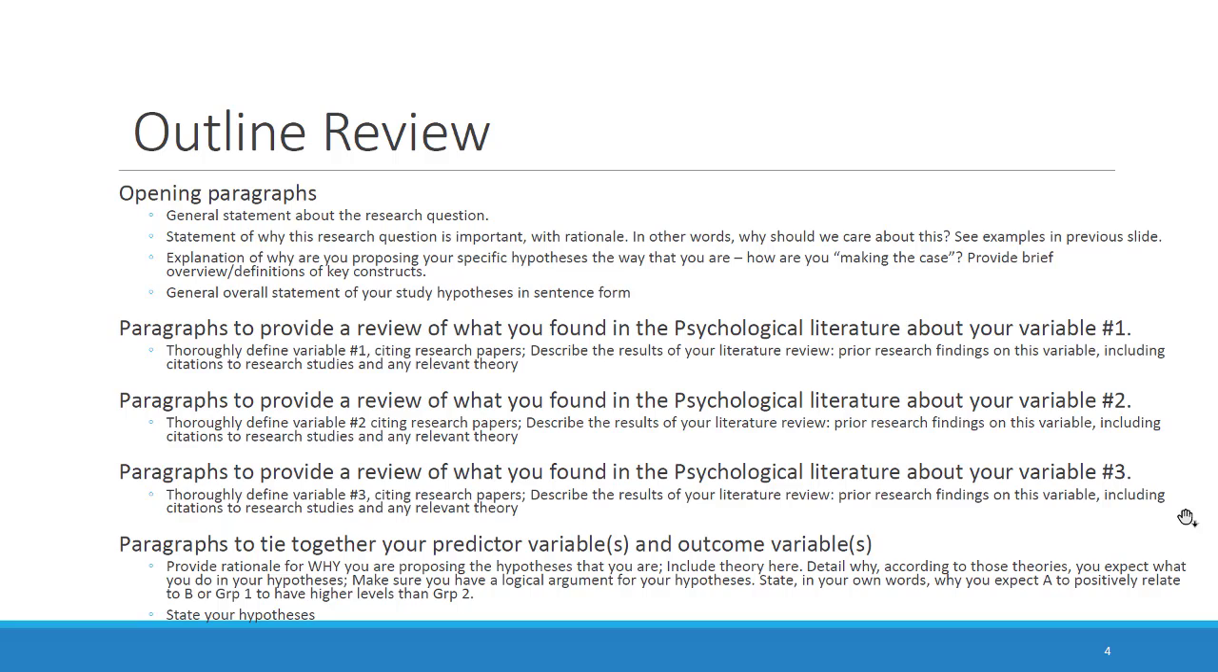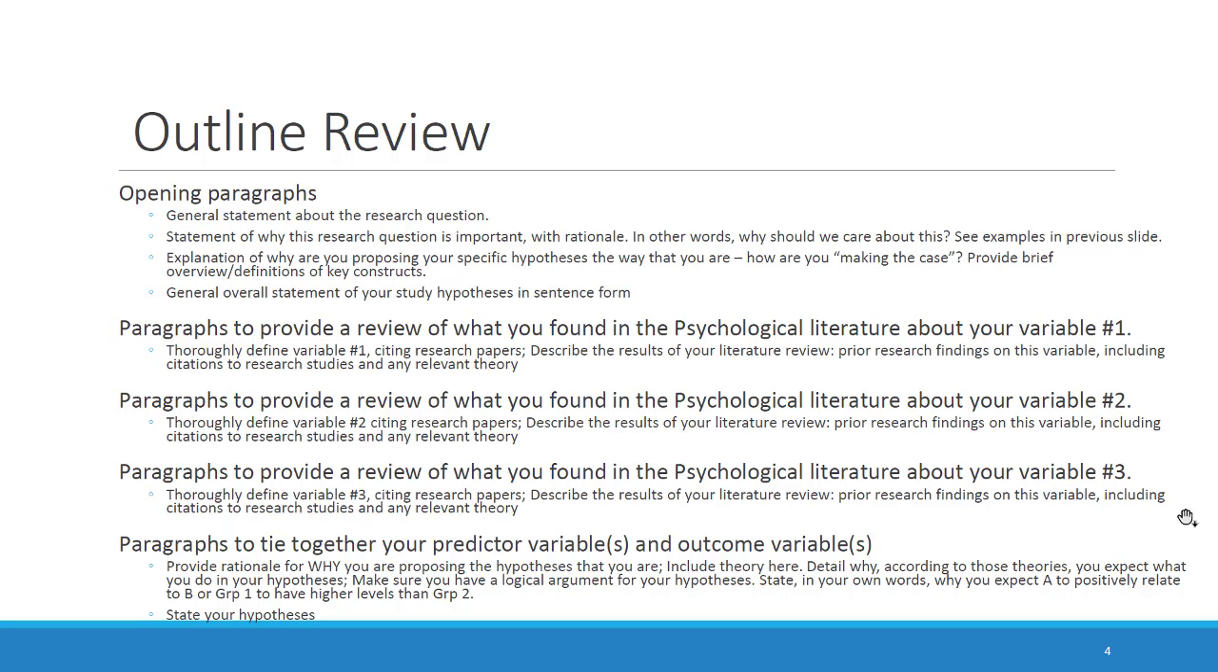So you start your introduction section with your opening paragraphs. This includes a general statement about your research question, a statement of why this particular research question is important with a rationale. So why should people care about this topic? It provides an explanation of why you are proposing your specific hypotheses in the way that you are. So how you're making the case for your hypotheses. And provides a brief overview and definitions of key constructs if it's not obvious. It ends with a general overall statement of your study hypotheses in sentence form.